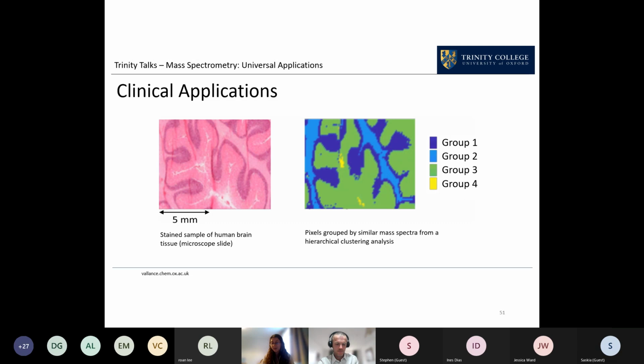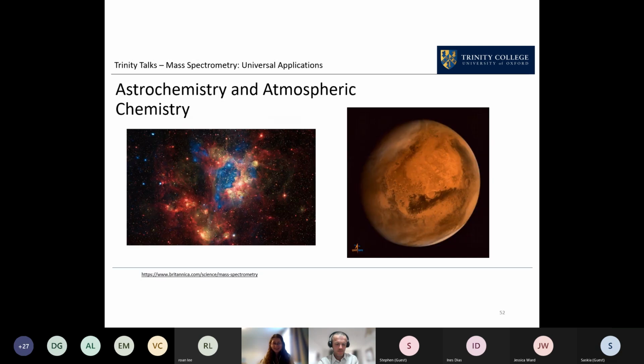And finally, don't worry, I haven't forgotten about it. Finally, astrochemistry. This is another huge application, in terms of atmospheric chemistry, what pollutants are in the air, in terms of astrochemistry. For example, the Mars exploration, they would send up the Mars rover with a mass spectrometer on board, so that any air, any gas, any soil, any rocks, any liquids they find on the surface can be identified.